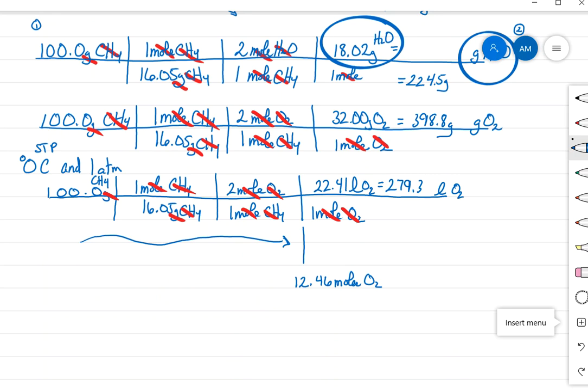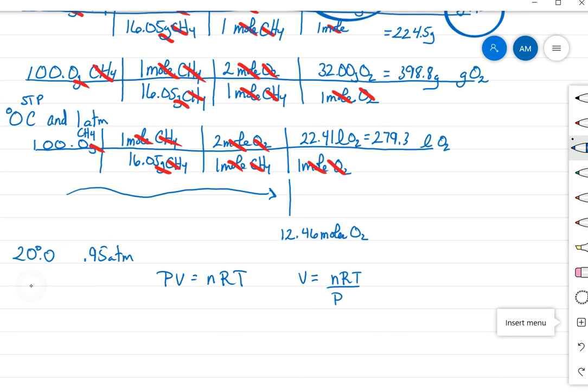And let's say my new conditions are at 20 degrees and 0.95 atm. Well, in this problem, what we can do is say, I know that PV equals nRT. I know that my volume, if I was going to solve for that, is nRT over P.